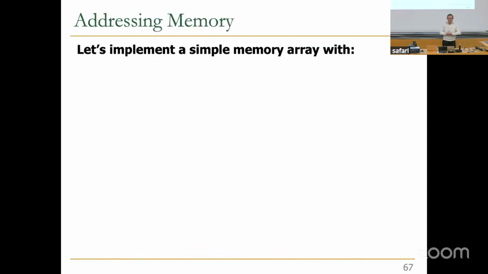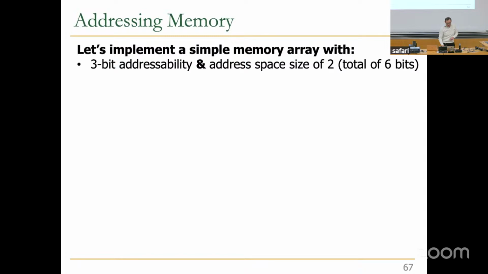So let's now implement a simple memory array with 3-bit addressability, meaning each location has 3 bits, an address space size of 2, meaning only 2 locations, location 0 and location 1, each location storing 3 bits. Now you can imagine what we're going to do. We're going to have one register that's 3 bits as opposed to 4 that we've shown earlier. That's going to be in our location 0. And we're going to have another register, another 3 bits in location 1. That's our total 6 bits.